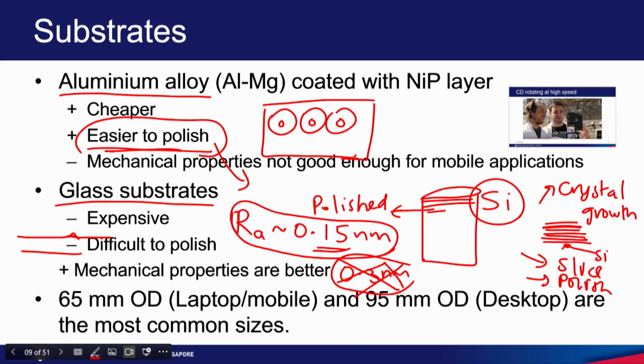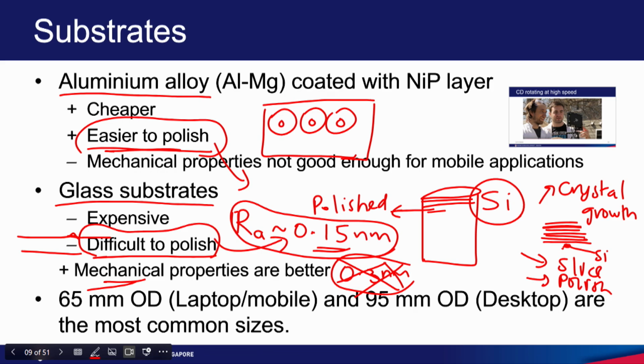Similarly glass also is like that. You make glass into this shape, then polish. Glass polishing is very difficult, but there are some benefits. When you polish glass, even though it is difficult, you still need to achieve this kind of low roughness.